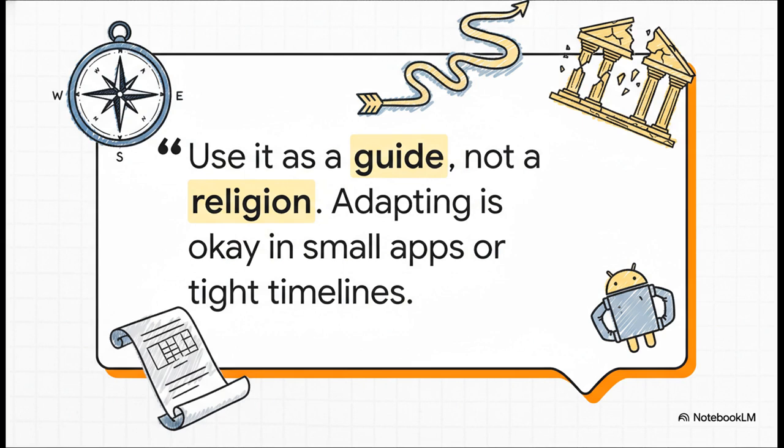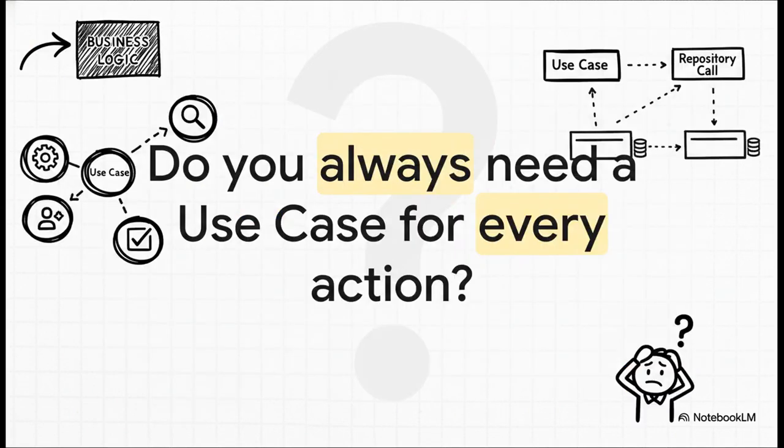You have to treat this architecture as a guide, not a religion. It's not a set of rules you have to follow to the letter, or else. If you're building a small, simple app, or you've got a crazy tight deadline, it is absolutely okay to bend the rules. The whole point is to ship a better product, not to win an award for the most perfect architecture.